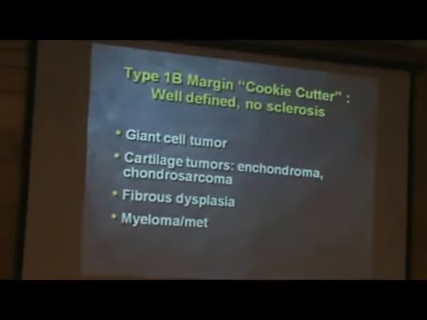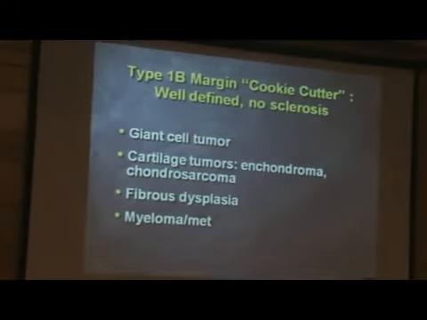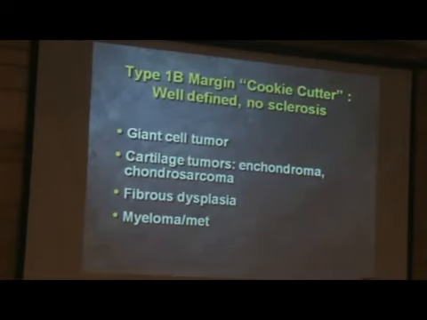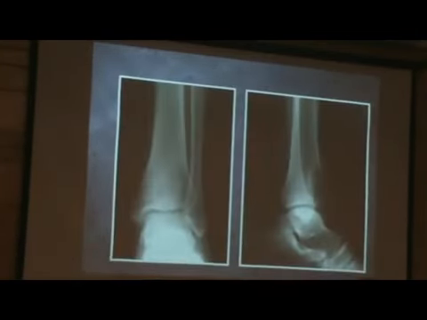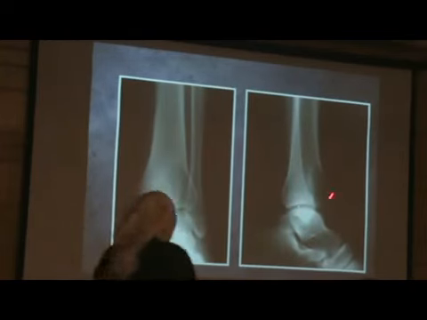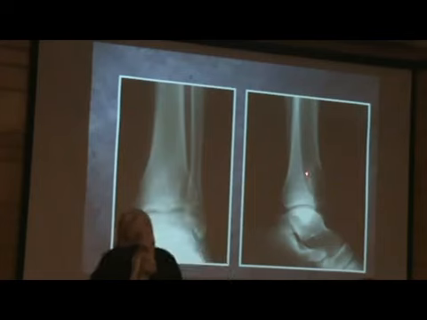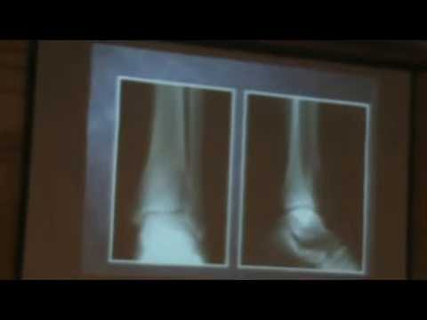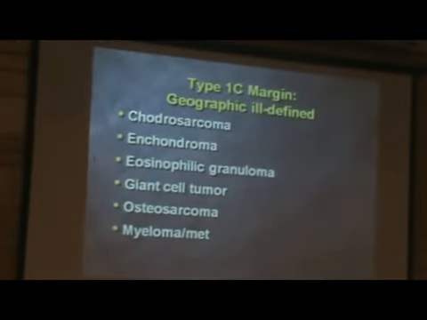When we look at lesions that have well-defined margins without sclerosis, giant cell tumor is the typical example, but we can also see that with cartilaginous tumors like enchondroma and in some cases of chondrosarcoma as well. And fibrous dysplasia may also have non-sclerotic, well-defined margins, and so do some cases of myeloma and metastatic disease as well. This is an example of giant cell tumor. It's involving the end of the bone, again has pretty well-defined margins without much sclerosis around them.